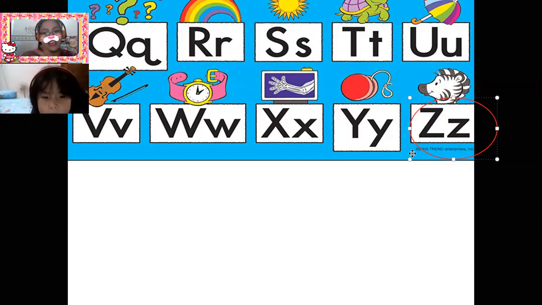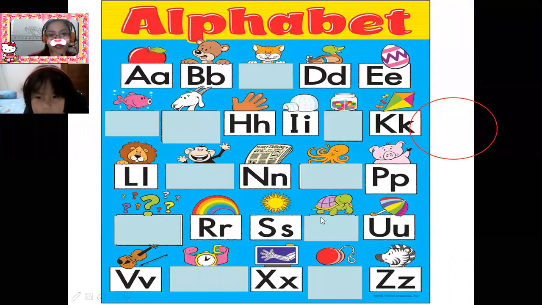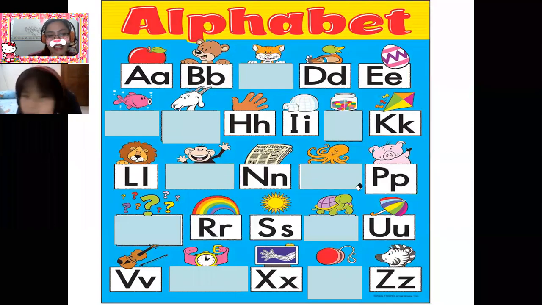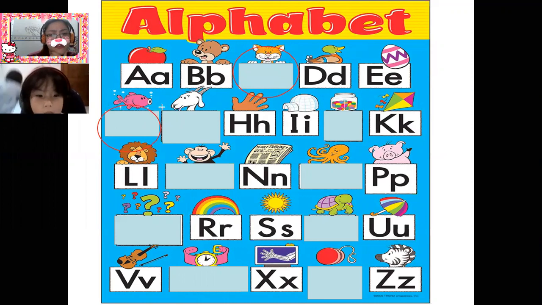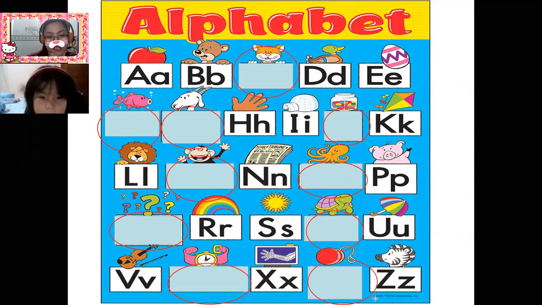Good job! Okay, next, Tina, I have an activity here for you. Can you see the alphabet? There are some missing letters here. Can you help me to find out what those missing letters are? Can you see those circles, Tina? They are missing letters. Let's play this game. Let's find out what the missing letters are and complete the alphabet. Okay?